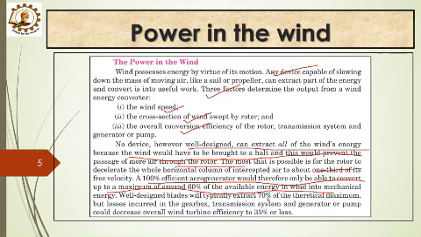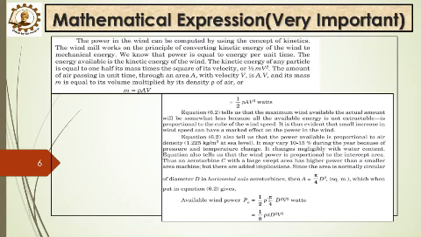So let us now have a mathematical expression of the amount of power in the wind. The power in the wind can be computed by using the concept of kinetics, and it's very, very important for the exam purpose, students, that you have an idea how we can generate the mathematical expression. The windmill basically works on the principle of conversion of kinetic energy into corresponding mechanical energy, and we know that the power is equal to the energy per unit time. So the energy available is the kinetic energy.